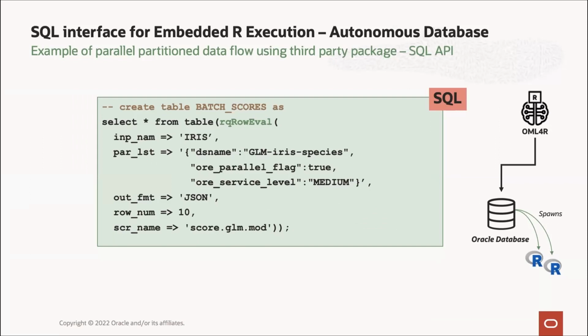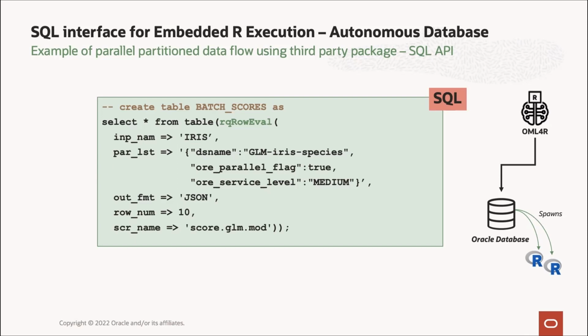We can get the same results by invoking rqRowEval from the SQL API. Our first input is the database table iris, and specify the parameters being the DS name, the parallel flag, and parallelism service levels. The next input is the output format being a JSON string. The row_num specifies the number of rows to be processed in each invocation, the same way we did in the R interface. And this is now set to 10.